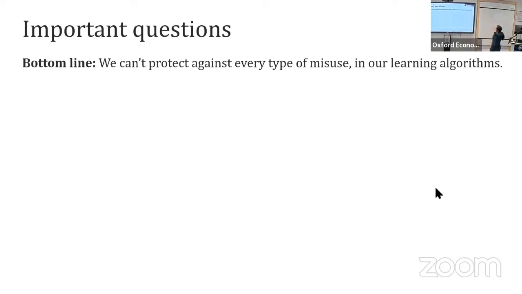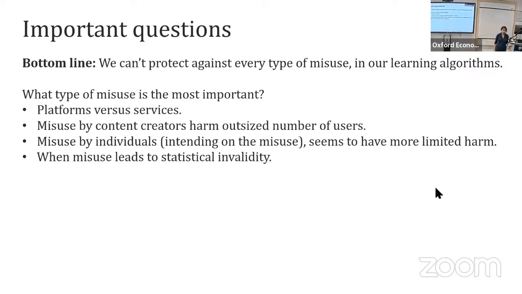And some of these more general questions is that the bottom line is that we cannot protect against every type of misuse. It's important to figure out what type of misuse is actually the type that we should be really worried about and focused on. And I think this is very dependent, of course, on the domain. For example, platforms versus services are quite different from each other. Misuse by content creators on platforms can actually impact users a lot more, as users are then going to be exposed to that harmful content.